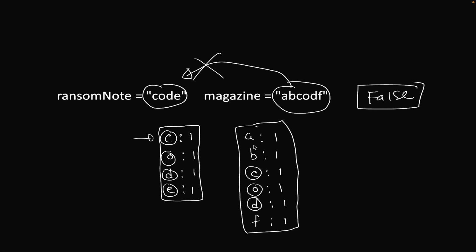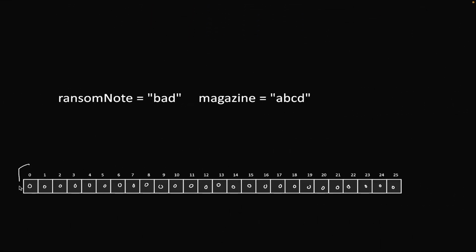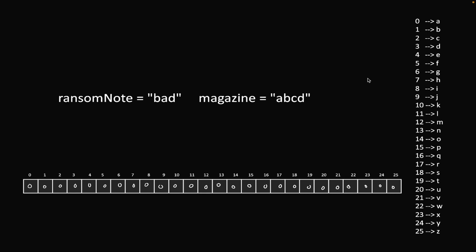Instead of creating two hash maps, what we can do is create an array of size 26 to keep track of the frequency of a string. In this problem, we are always given English lowercase alphabet. We know that in the English alphabet we have 26 letters. So we can create an array of size 26 to keep track of the frequency of each letter. This is our array of size 26, for the total of 26 English letters.